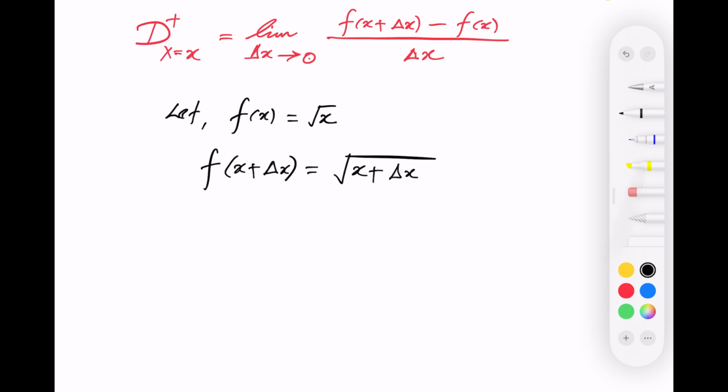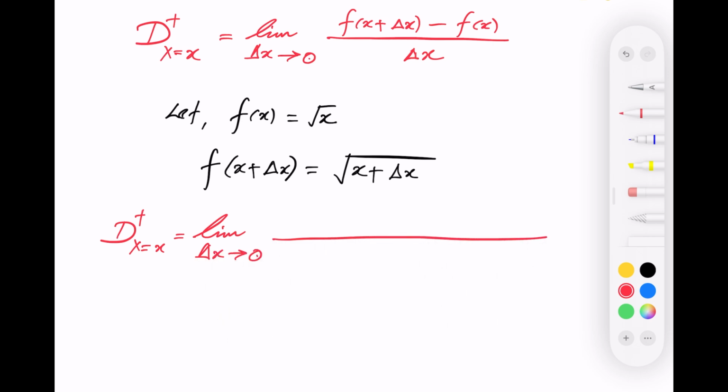Now we can go ahead and substitute these two things in this equation for the right-hand differentiability. Then we get d plus at x equals x is equal to limit delta x approaches 0. On the right-hand side, on the numerator, we will have x plus delta x, square root of that, minus square root x. In the denominator, we have a delta x.